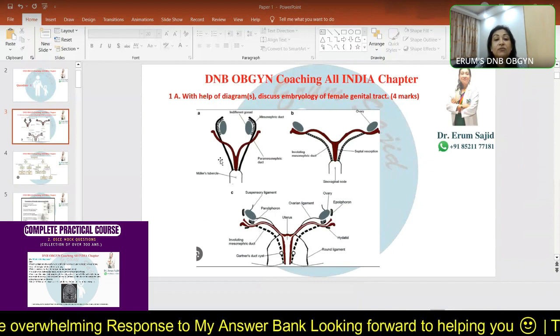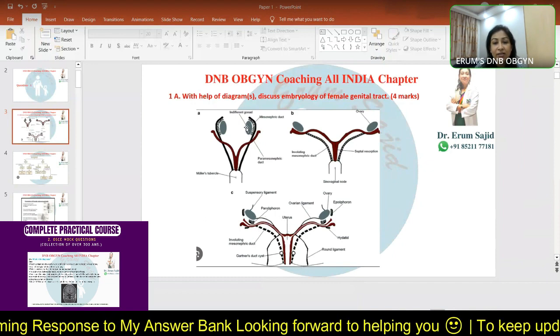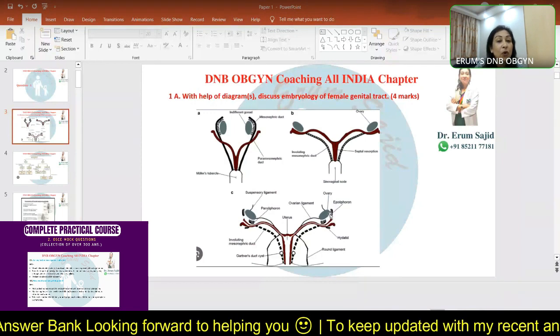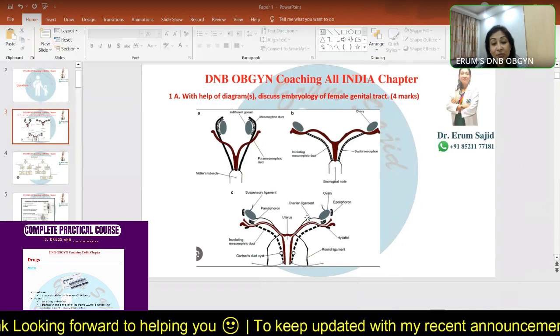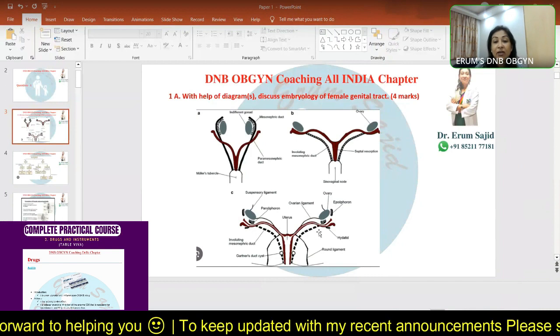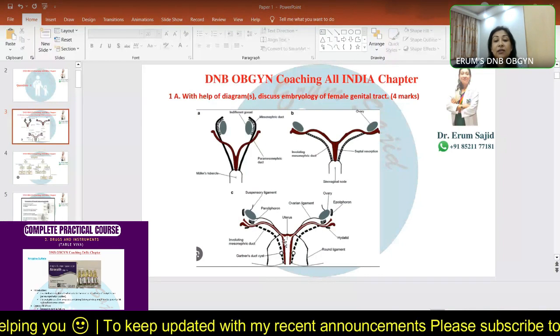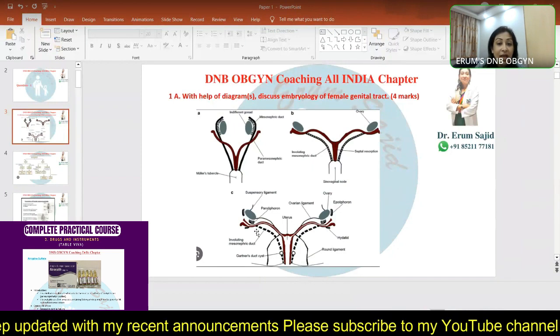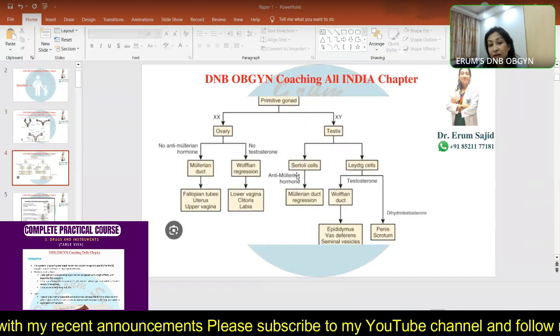And here is what it finally becomes. This slowly regresses. Okay, it becomes epiphoron and paraphoron. I'm sure you all remember that when I spoke about it. And this is your Mullerian duct that develops into the uterus, the cervix, the upper part of vagina, and the tubes. All right. So this is as much as I can speak right now.